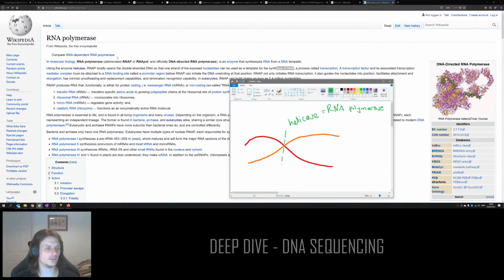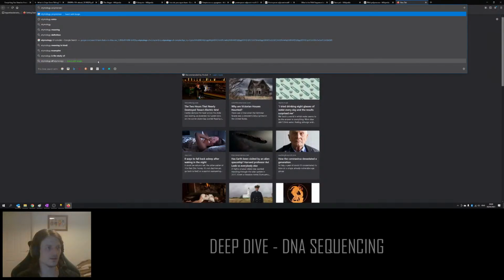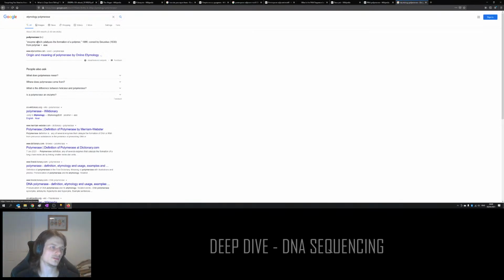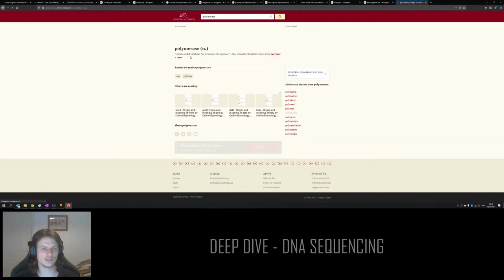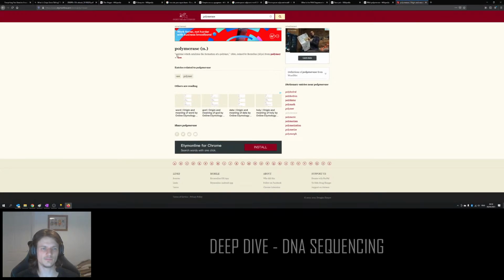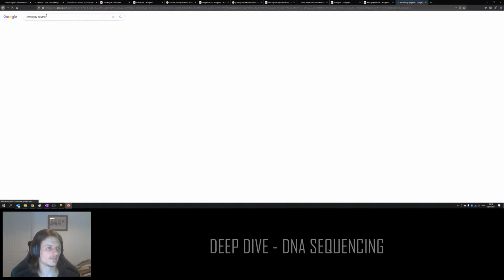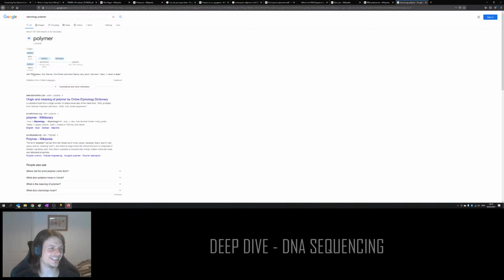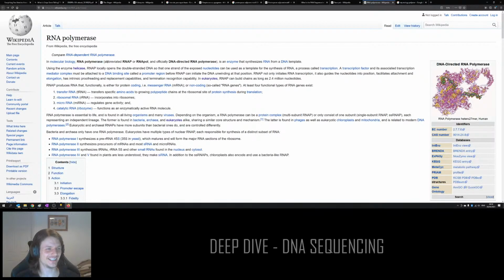polymerase. Now I want to know what that word really means. So what's the etymology of that? Enzyme which catalyzes the formation of a polymer. What's a polymer? Many. Merase, a share. Many, shared. Having many parts. Okay, cool. I like it. So having many parts is an enzyme that synthesizes RNA from a DNA template.